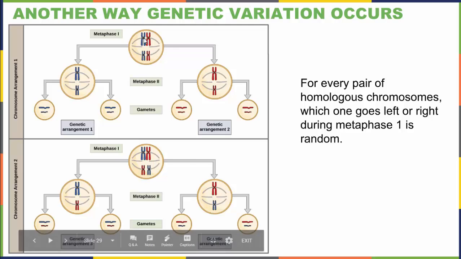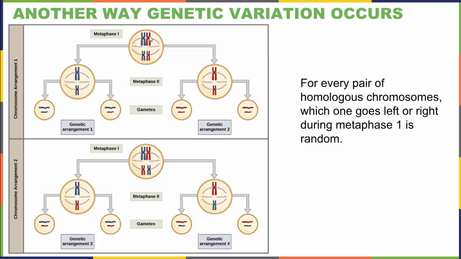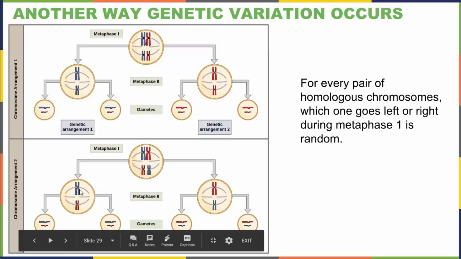It's like each time these homologous pairs get together, these guys flip a coin and say who wants to go left, who wants to go right. These guys flip a coin, who's going to go left, who's going to go right. So you can end up with these gametes that are more likely to have father chromosomes or more likely to have mother chromosomes.